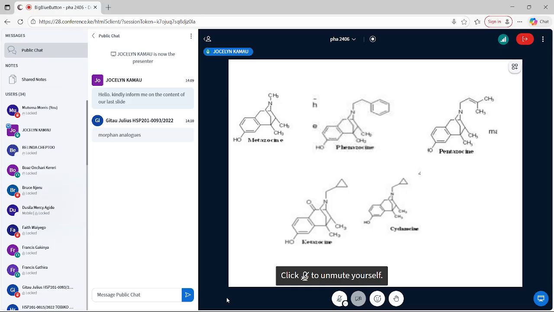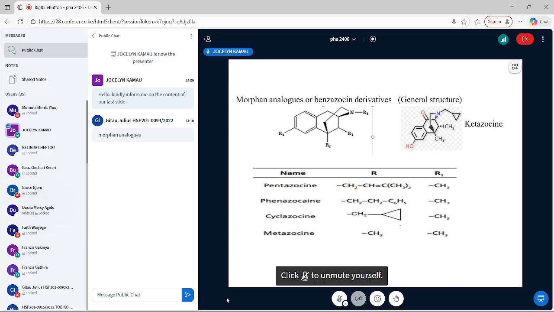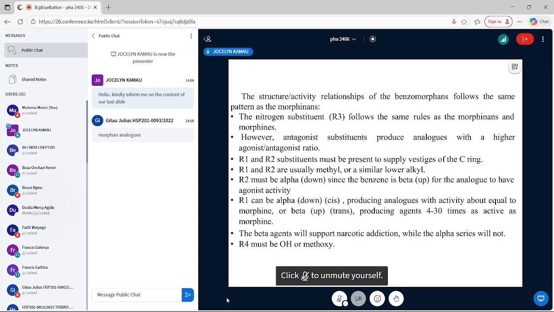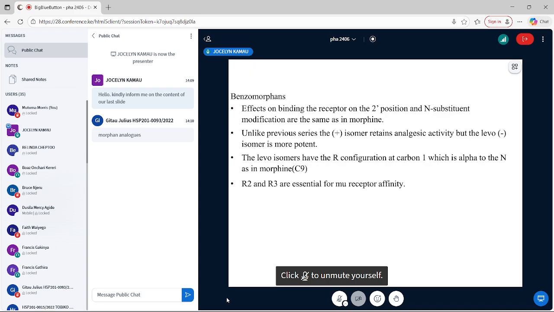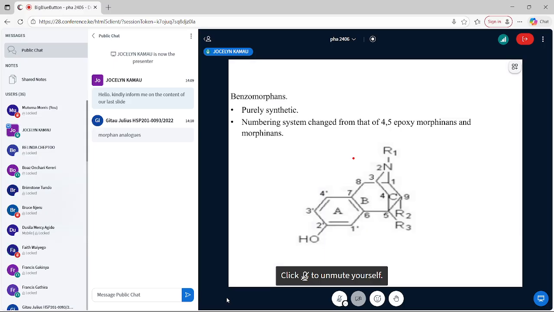I've been advised that the last slide that we looked at, we already had started on the benzomorphans, and we discussed at length the difference between the morphinans and the benzomorphans. Of much importance, we did mention that we have lost a whole ring C. In losing a whole ring C, which was part of the bigger structure, the numbering must change. It's very important for us to understand the numbering changes, so that now we start with 1 prime, 2 prime, 3 prime, 4 prime.